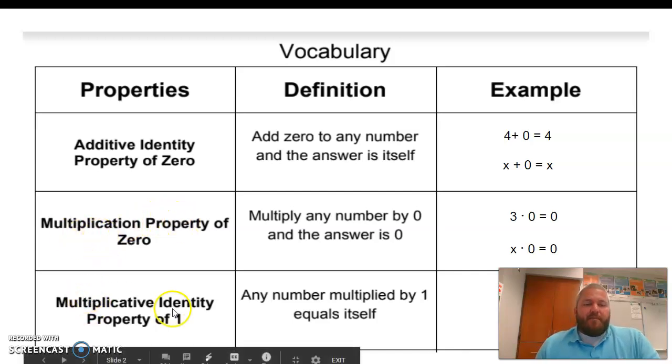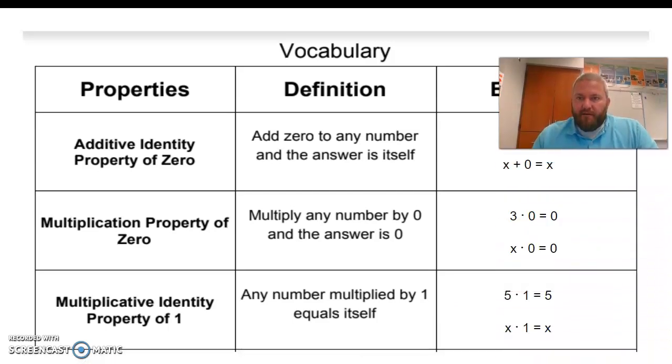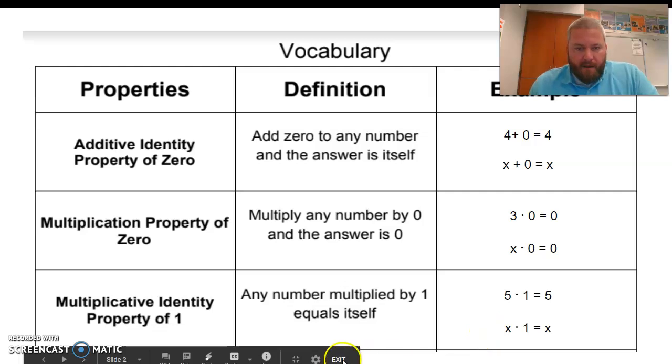And we also look at the multiplicative identity property of 1. Well, what do we know? Any number multiplied by 1 equals itself. So let me move this screen here, hopefully so you can see what's going on. 5 times 1 equals 5. And x times 1 equals x. Again, it doesn't matter what number you're looking at. As long as you multiply by 1, it becomes itself. So those are 3 of our first properties.